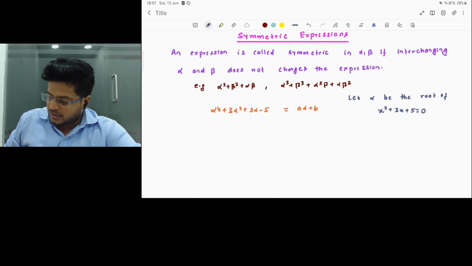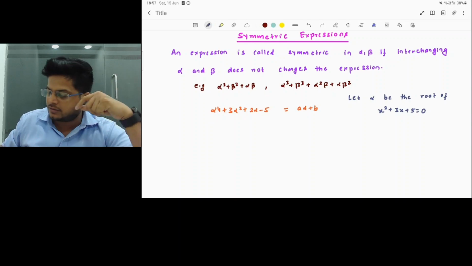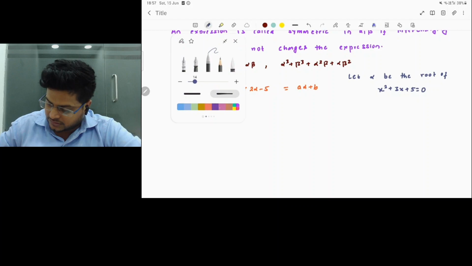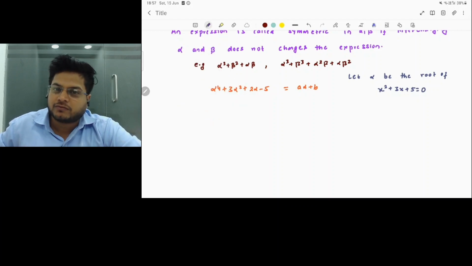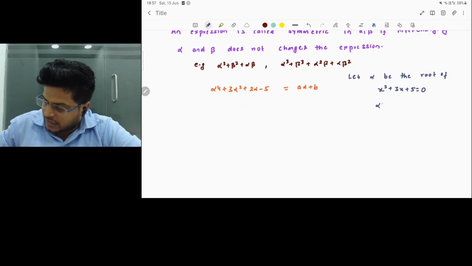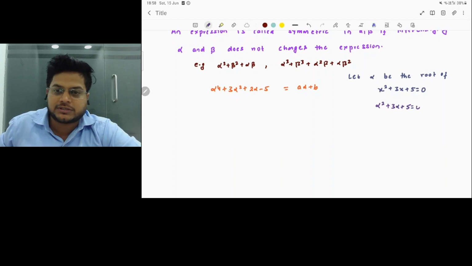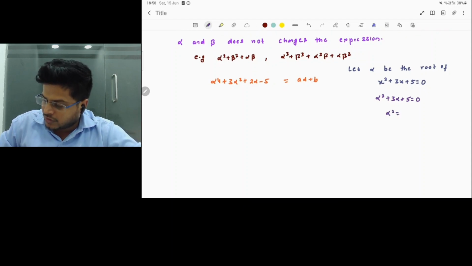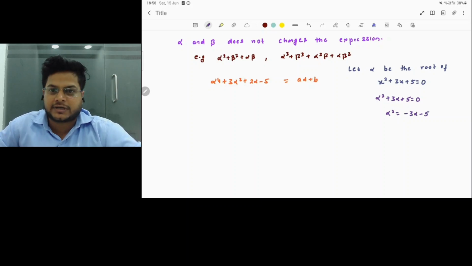Okay. Now one line of thinking could be: if alpha is the root of this given equation, can I write that alpha square plus 3 alpha plus 5 equals 0? I mean, if alpha is the root, obviously it will satisfy its equation. So what is alpha square? Alpha square you will be getting minus 3 alpha minus 5, right?